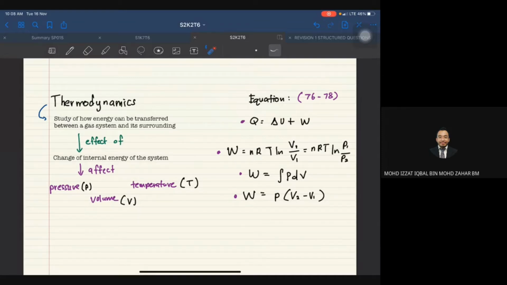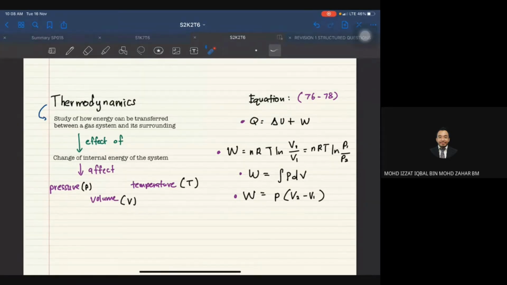Okay, so the equations are Q equals to delta U plus W and so on. Okay, these three is about work. Okay, so work in thermodynamic process. And this one is about the first law of thermodynamics. Okay, you will learn these things soon.